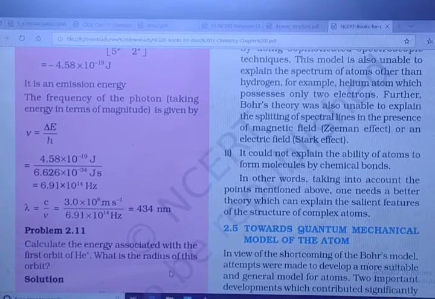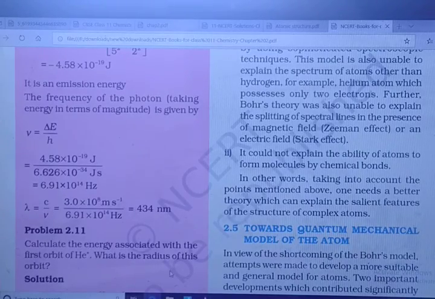You know very well, lambda is equal to c by nu, because c, the speed of light, was equal to the product of wavelength and frequency. So wavelength will be c by nu.